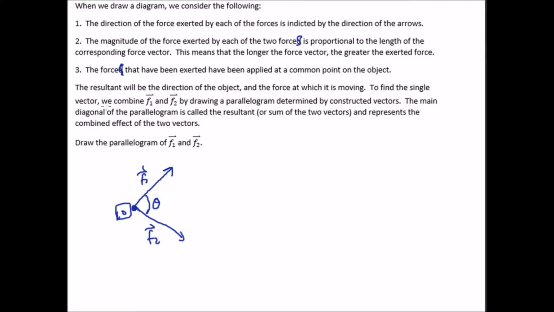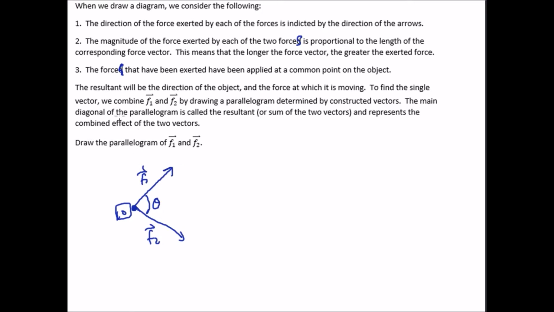The resultant will be the direction of the object and the force at which it is moving. So maybe it's going to be a dad and a kid pulling somebody on a sled. The dad's going to pull with more force because he's stronger. Therefore, it's going to go more in toward the direction of the father, just as an example.